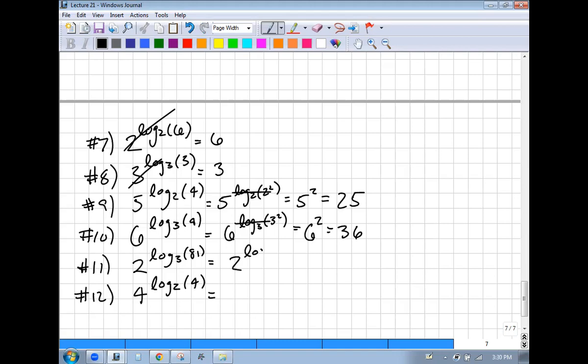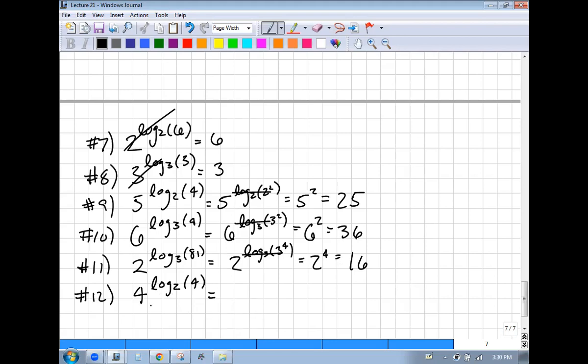We can rewrite the 81. 81 is 9 times 9, and 9 is 3 squared. So this would be 3 to the 4th. Log base 3 of 3 to the 4th, they undo one another. And 2 to the 4th is 16.